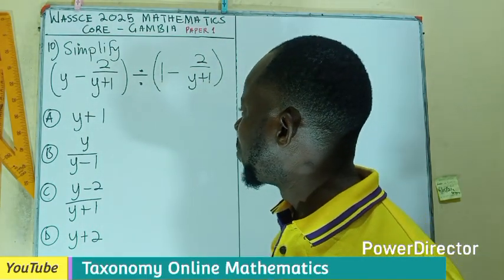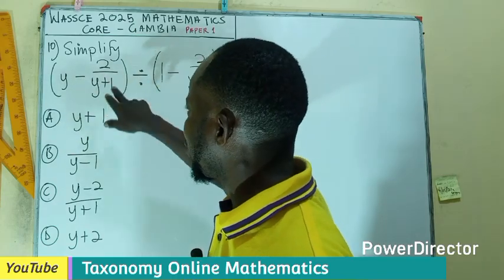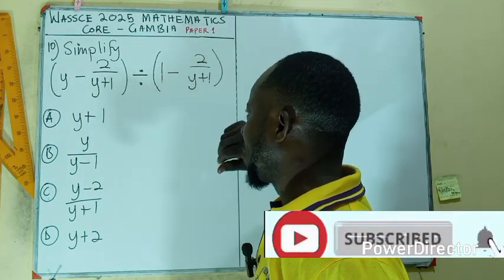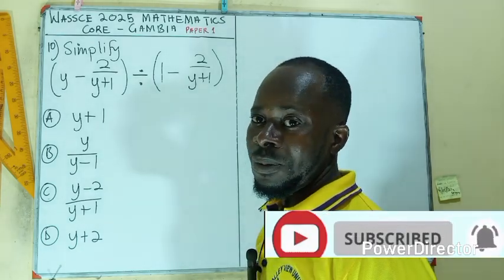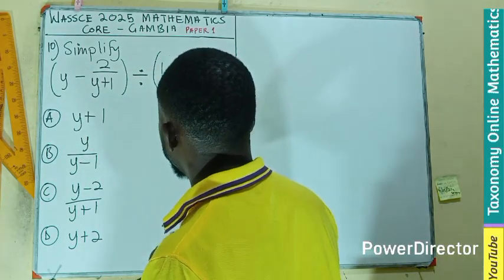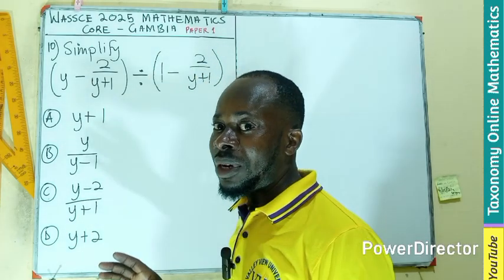Question 10, we have to simplify (y - 2)/(y + 1) divided by 1 - 2/(y + 1). So we are going to solve this as a fraction. Since it's section A, I am not going to repeat the question.